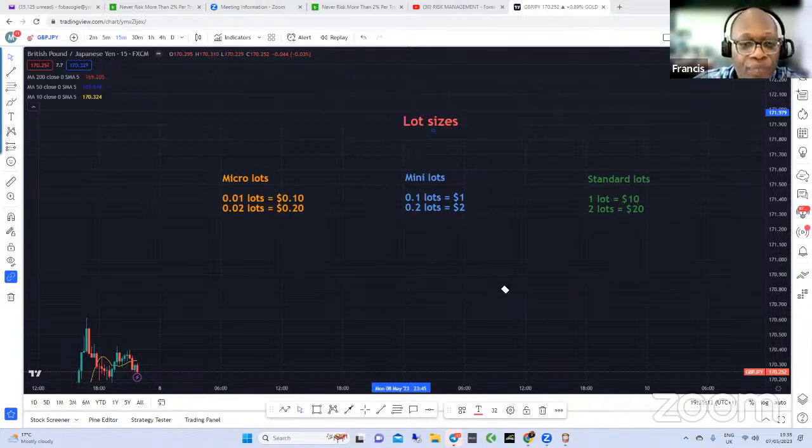Okay, so lot sizes. Simply put, the lot size you apply in a trade is how much risk you are taking, how much you are risking per trade.